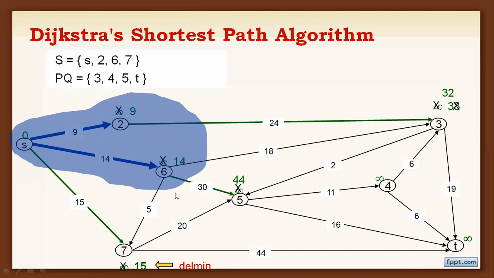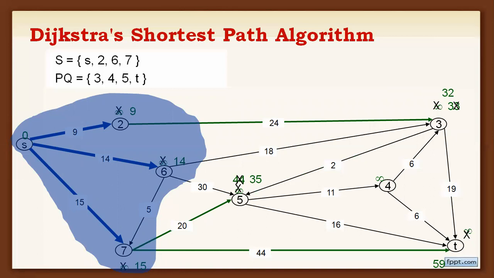And another way is if you want to move from S to 5 to 7, it is also possible. Move from vertex S to vertex 7 initially.